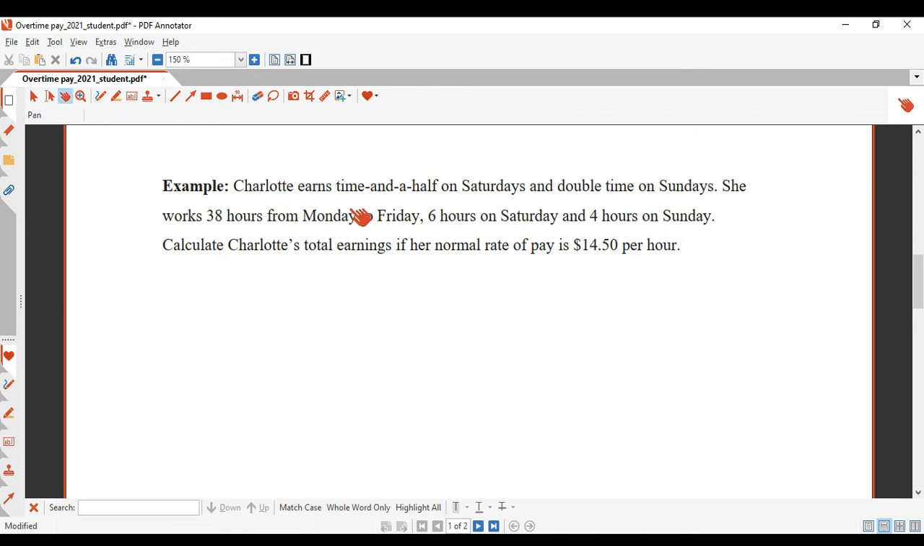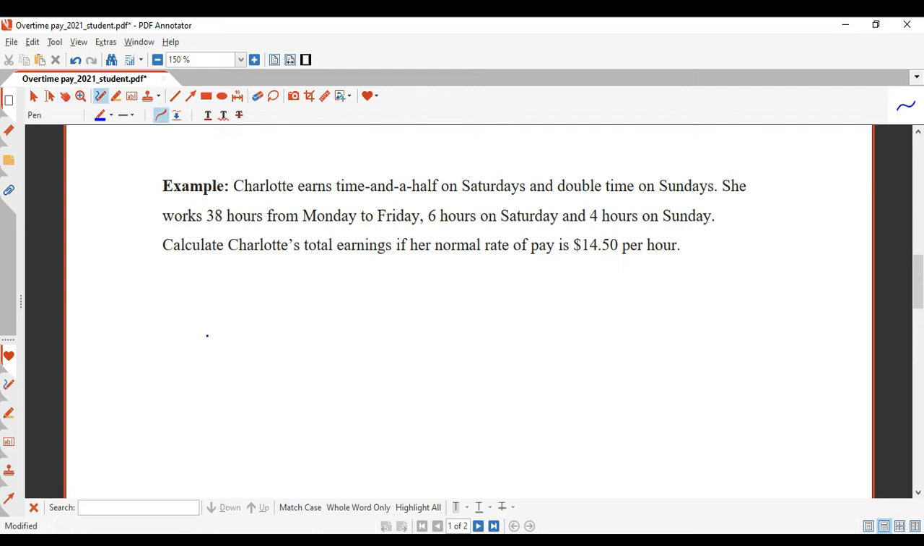All right, Charlotte earns time and a half on Saturdays and double time on Sundays. She works 38 hours from Monday to Friday, 6 hours on Saturday and 4 hours on Sunday. Calculate Charlotte's total earnings if her normal rate of pay is $14.15 per hour. Now you can pause the video if you want to try and have a go at this question.